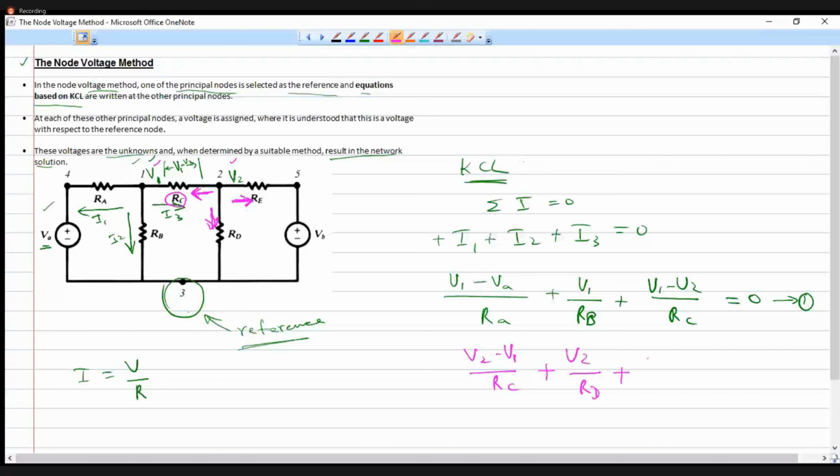is V2 minus the voltage here, which is VB, as polarity is marked, minus VP, upon RA. So that will be equal to 0. That is the second equation. So these are called the node voltage equations that we have written for this circuit.